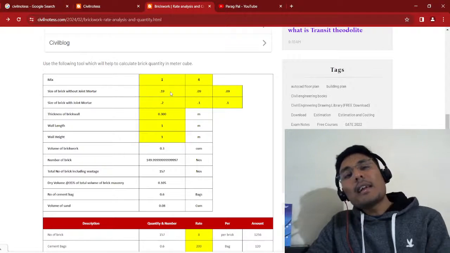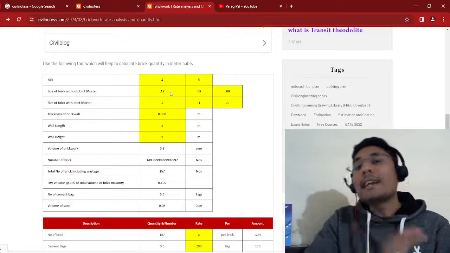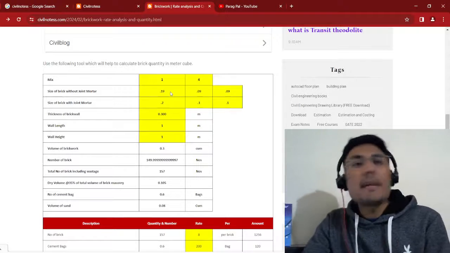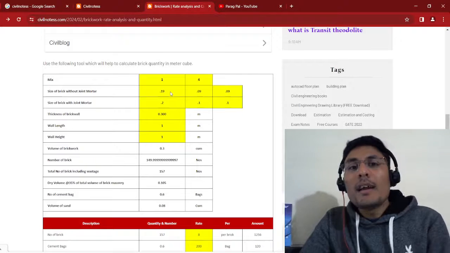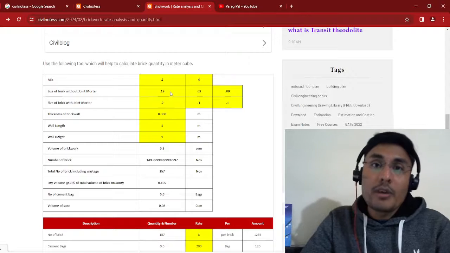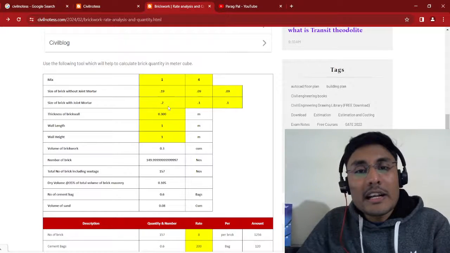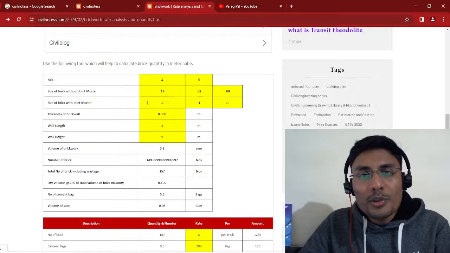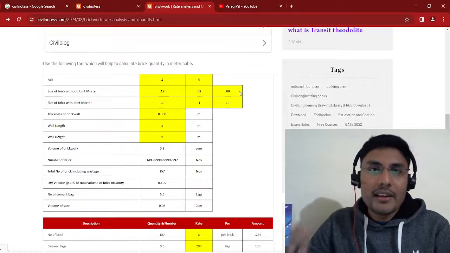Now this calculator specifically works for the standard size of brick, such as 19 centimeter by 9 centimeter by 9 centimeter. When I add the mortar volume to my brickwork, it will become 20 centimeter by 10 centimeter by 10 centimeter. So you need not make any changes over here.